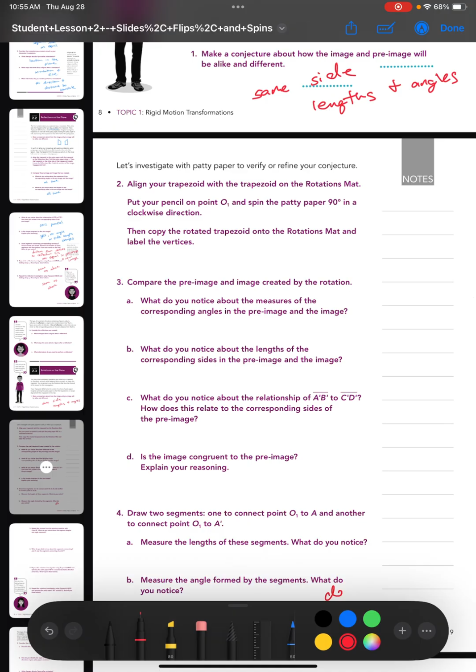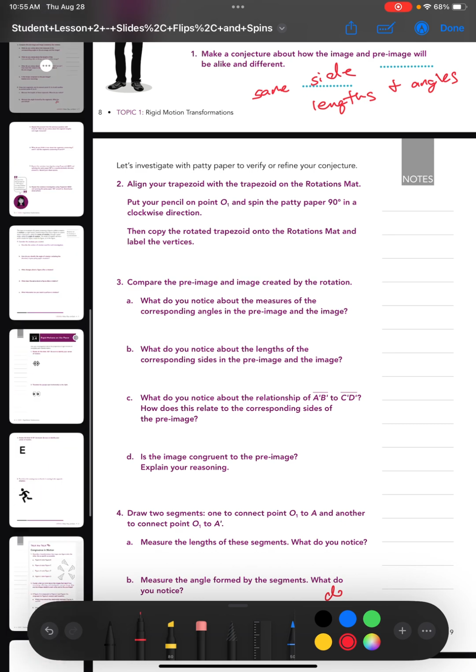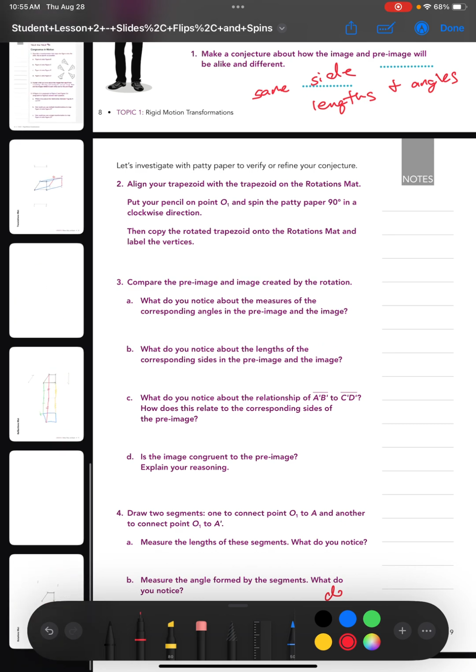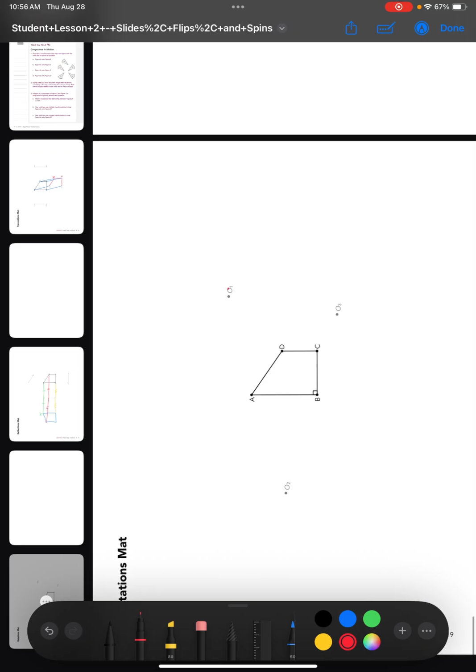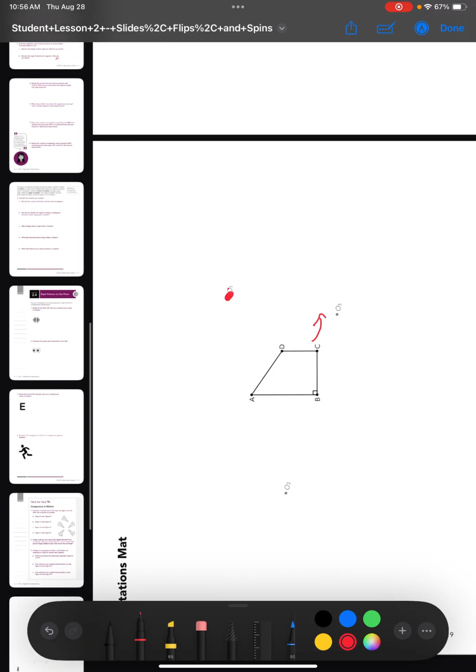Okay, as we move on to the next page, align your trapezoid with the trapezoid on the rotations map. Put your pencil on point O and spin the patty paper 90 degrees in a clockwise direction. So I'm going to go back to the page you should be working on. And it's talking about putting it on one of these points. Let's say, as you traced it, stick your pin right there on your patty paper, and you're going to then spin your paper one direction or the other. Okay, so that is we're rotating around that point.